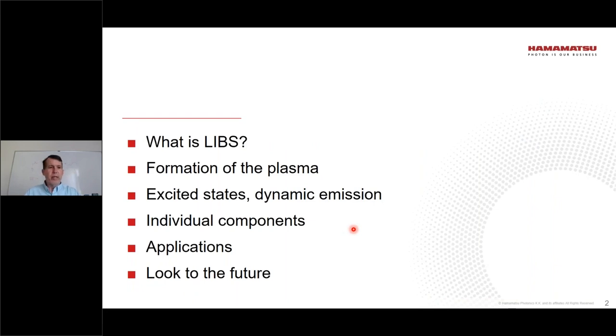During today's talk, we'll break it down into these different categories. First, I'd like to explain what is laser-induced breakdown spectroscopy, or commonly referred to as LIBS. We'll talk about a key aspect of the application, which is the formation of the plasma. We'll look at the excited states of the plasma and their dynamic emissions. And that'll lead us into some of the individual components of a LIBS system, as well as applications of LIBS technology and a look forward.